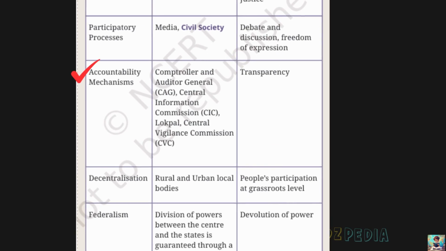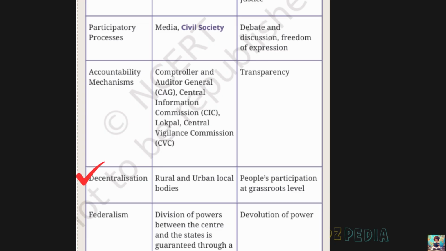Next are accountability mechanisms. Remember, accountability means that the government should be answerable for what it does. And the institutions like the Controller and Auditor General or CAG, the Central Information Commission or CIC, the Lokpal and the Central Vigilance Commission or CVC. These institutions help keep a check on government work in different ways. The democratic value given here is transparency. Transparency means that government work should not be hidden from the people. People should be able to get information and know what the government is doing.